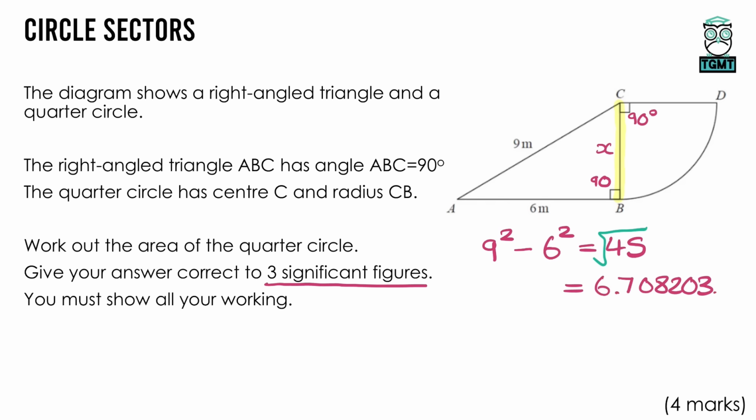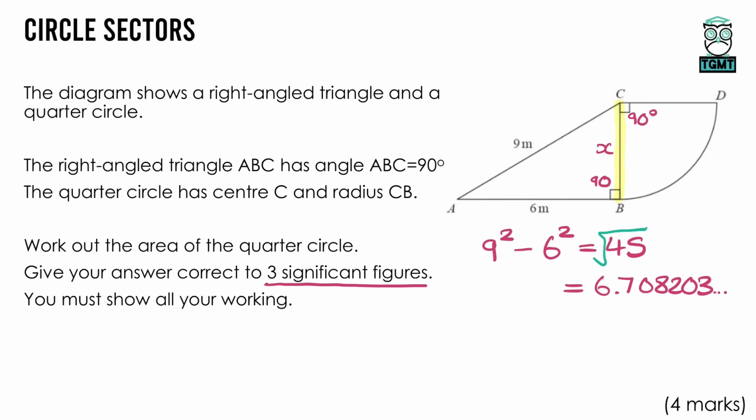6.708203. There are a few more decimals, and feel free to write them all down. However, I have written down 7 significant figures there, so I shouldn't have any rounding errors as I've gone way beyond 3. Now, we need to know how to work out the area of the circle sector.